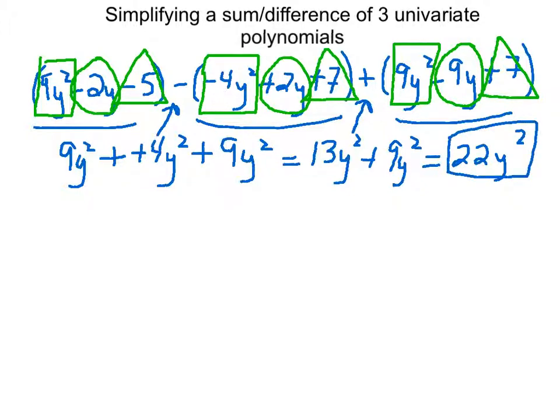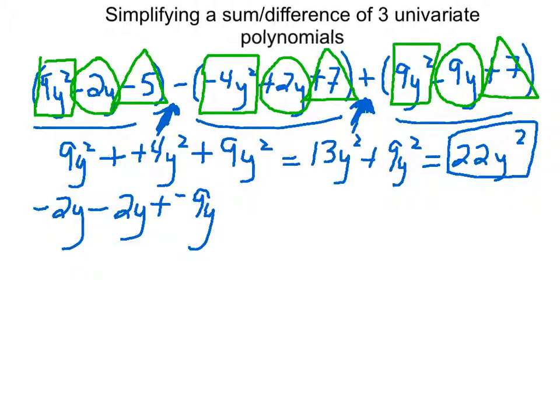Now that we got our boxes done, let's look at our circles. We have a negative 2y in our first circle. What's the sign between the parentheses? We have a minus sign. What's our next circle? A plus 2y. And then we have a plus sign between the last two parentheses. So we're going to put that in, and our last circle is negative 9y.